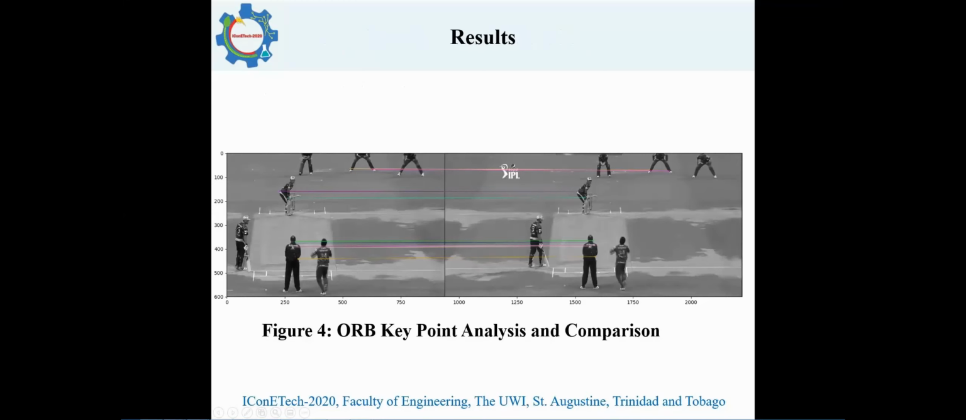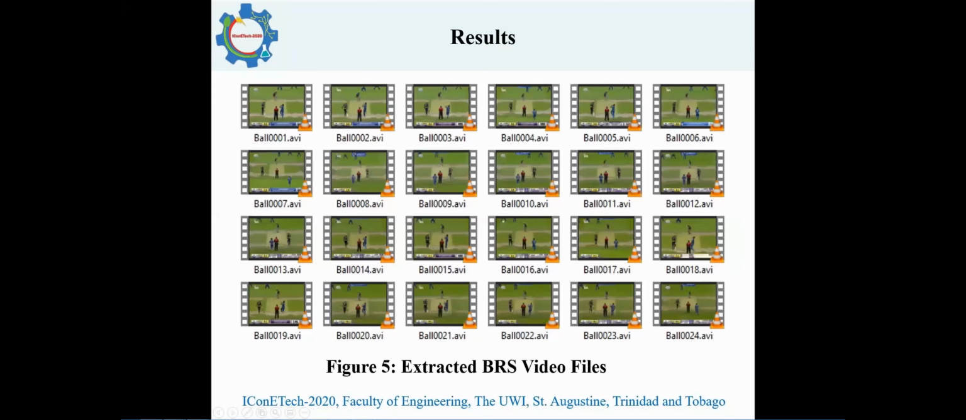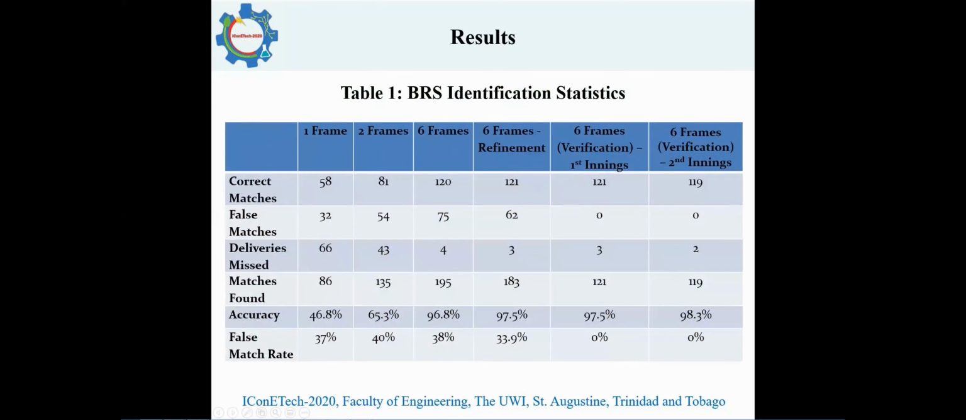The significant key points in this example lie on the batsman and the umpire. This slide shows an example of how videos are stored after the BRS extraction is done. As you can see here, each delivery is stored and labeled in a manner to preserve the sequence of events within a match.